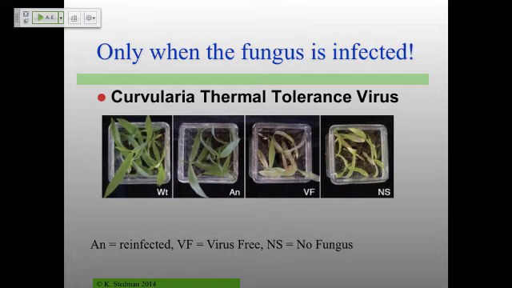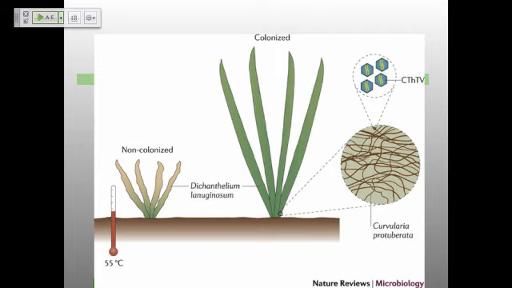So yeah, this is just a cartoon of basically the same thing here. If the poor grass isn't colonized, then it does really badly. But if you have now this, and the name they called it is the Curvularia thermal tolerance virus, so CThTV. These are double-stranded RNA viruses, which is really interesting, and how the heck they confer thermal tolerance on one of these grasses by having this fungal infection is nobody has a clue.